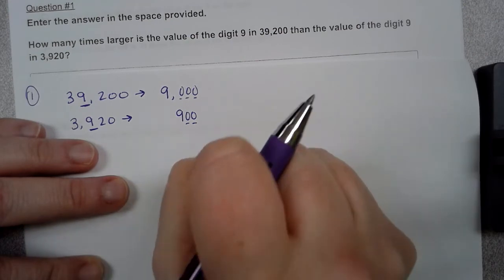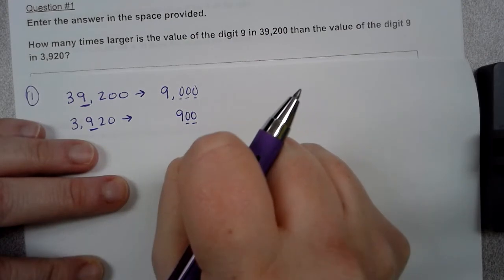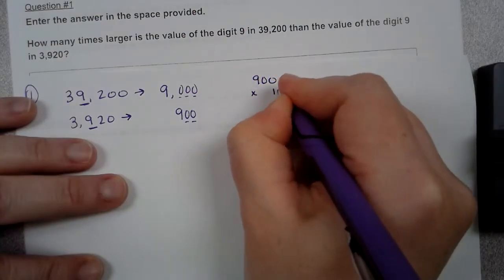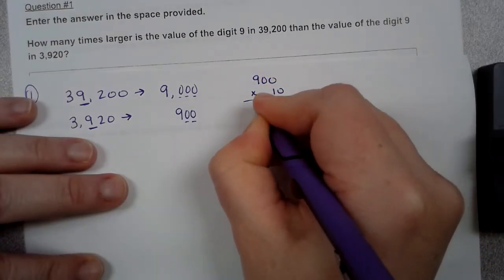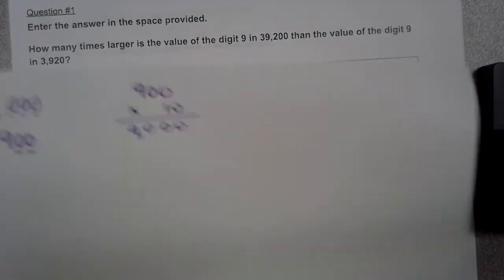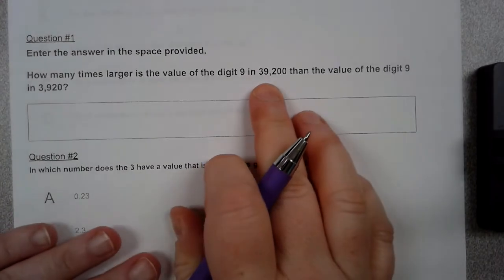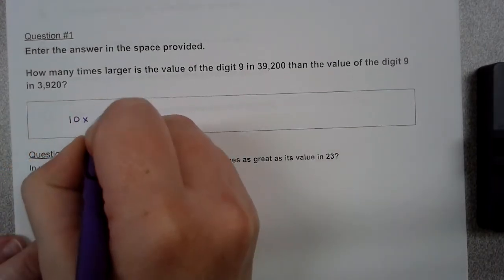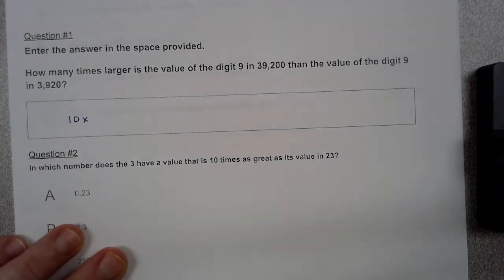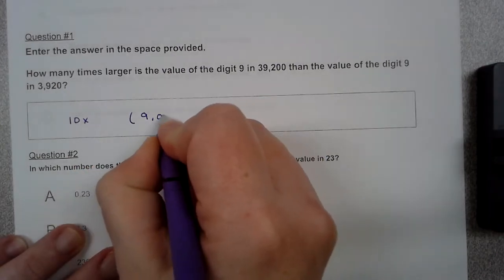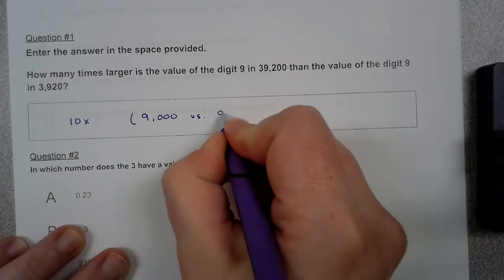Okay, let's start all over. That means that 9,000 is 10 times larger than 900. Because if I take the 900, multiply it by 10, I get 9,000. So that means that our 9 in 39,200 is 10 times larger than the 9 in 3,920. So you have the 9,000 versus the 900.